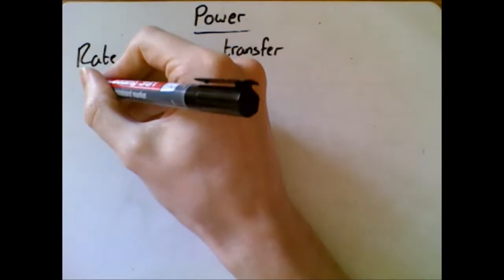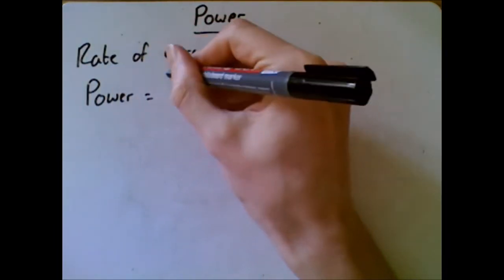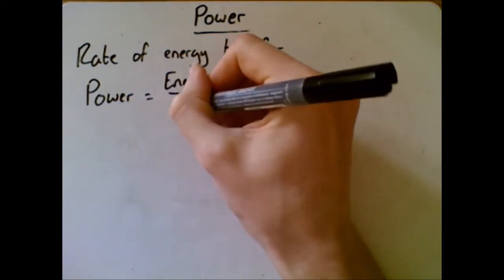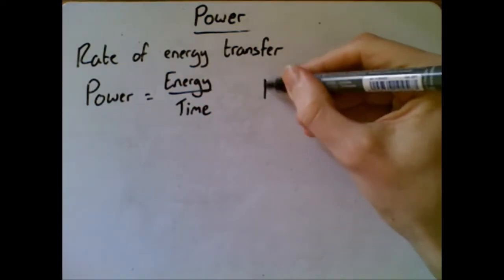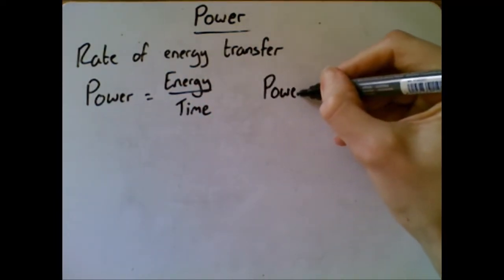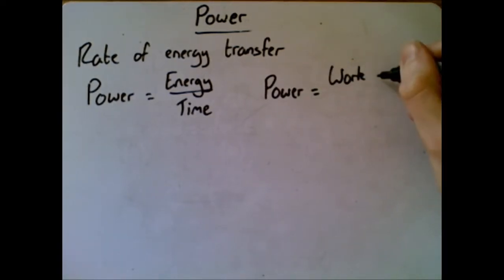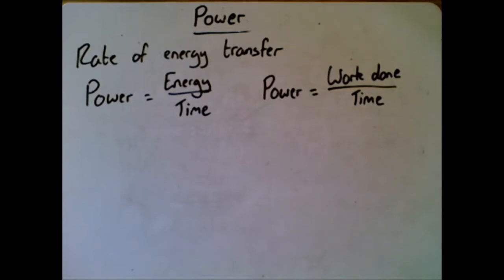So we can write this as a formula. Again, not a particularly difficult formula. Power is just equal to the energy transferred divided by time taken. Now we can also write this another way, as a completely equivalent formula. Power equals work done divided by time taken. Because we said last time that work done just means energy transferred by a force. And so if there's a force involved, the power will be the work done divided by time.